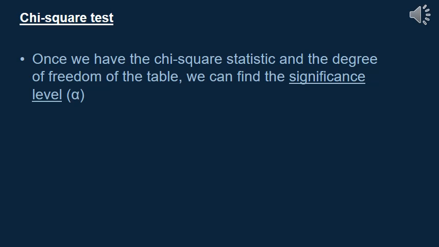Now I have the 2 numbers I need to be able to determine how statistically significant is my correlation between my 2 categorical variables. I have my chi-square statistic, which is 7.6, and I have the degrees of freedom of my table, which is 2. So I have the 2 required numbers. I can find the significance level, which tells me the statistical significance of my correlation, and this is expressed by the Greek letter alpha.